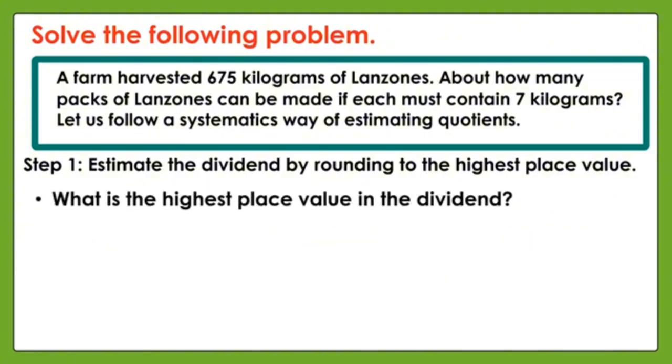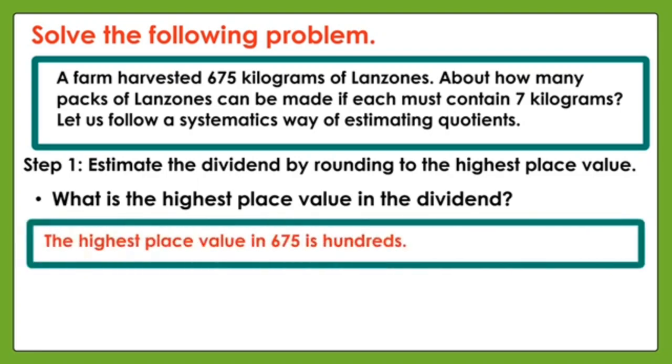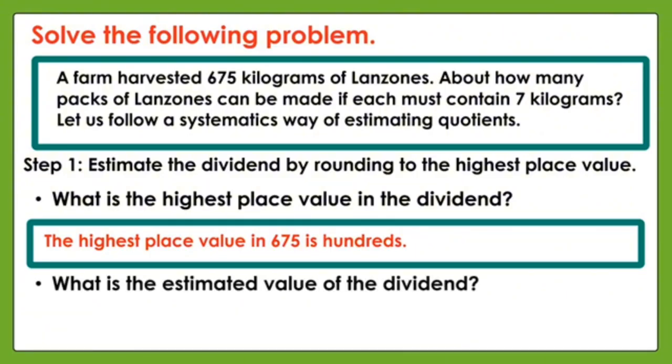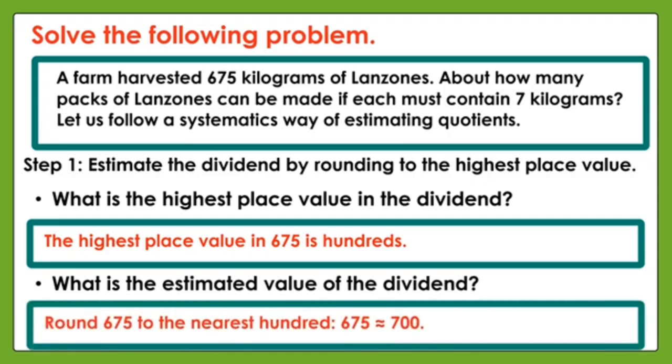What is the highest place value in the dividend? The answer, the highest place value in 675 is hundreds. What is the estimated value of the dividend? The answer, round 675 to the nearest hundred. 675 is 700.